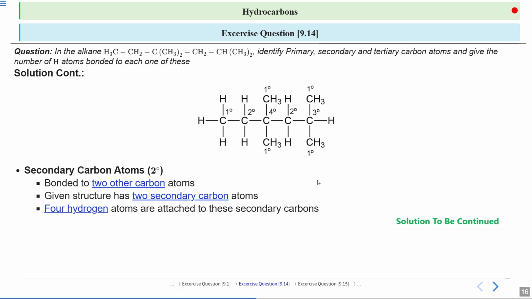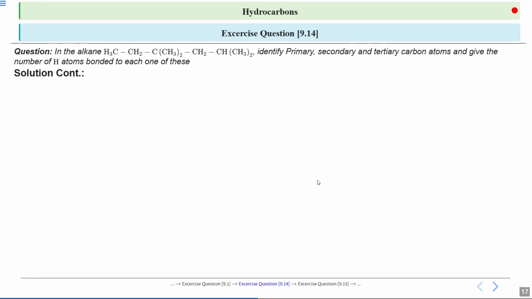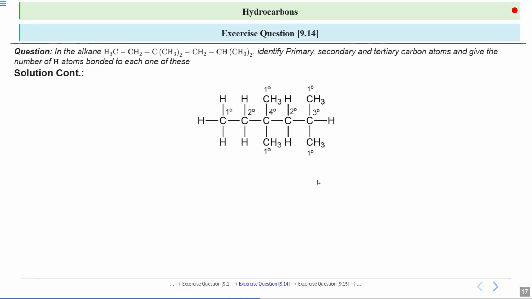Next, continuing with the solution. Here is the structure of the compound that we are dealing with. Now, let us discuss the tertiary carbon atoms present in the given structure. So, let's start with the tertiary carbon atom, which is bonded to 3 other carbon atoms. This is a key characteristic that distinguishes them from primary and secondary carbons. Identifying this helps us to understand the branching in the molecule.